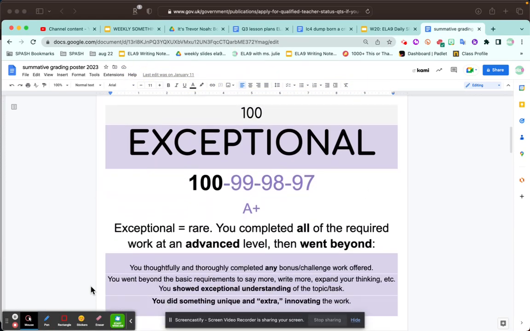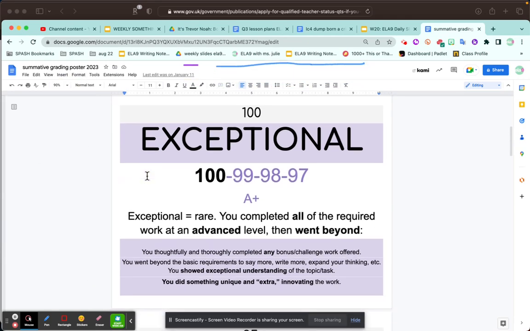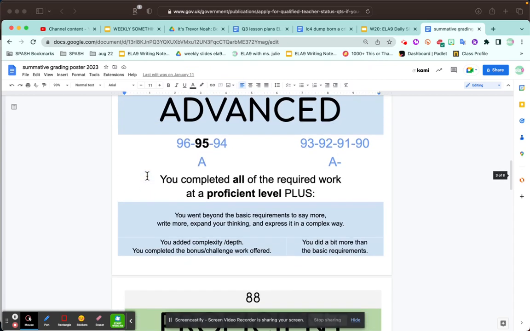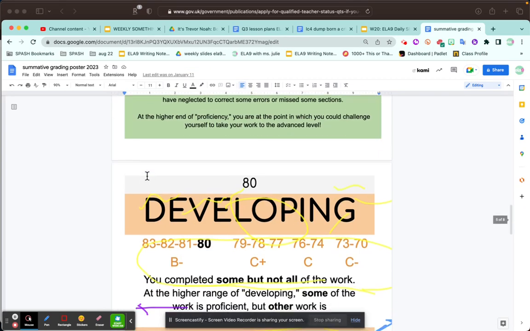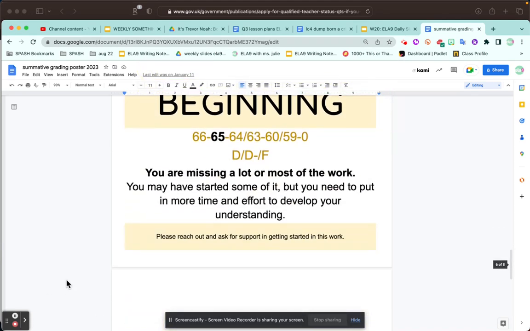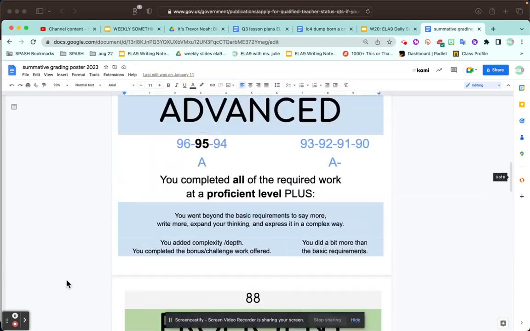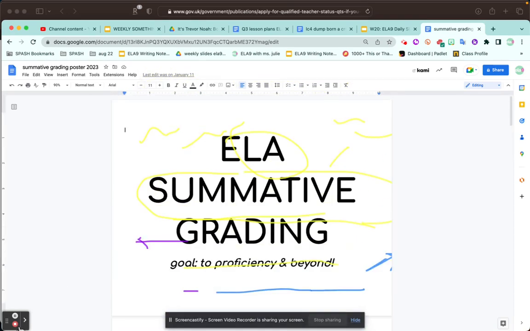All right, next, if you've unpaused, is the slide for exceptional, advanced, proficient, developing, beginning, and those are the levels of the different grades. Let me figure out how to clear this.